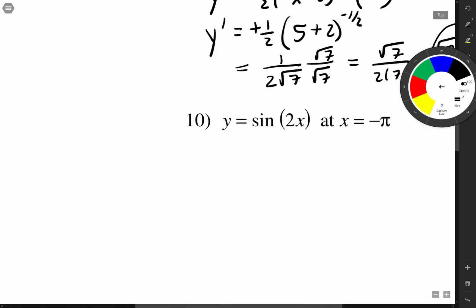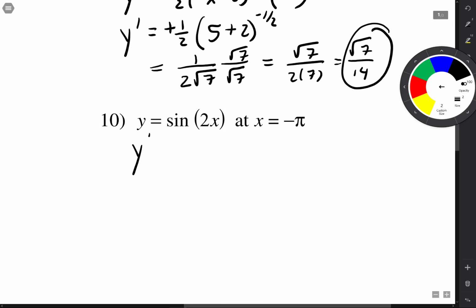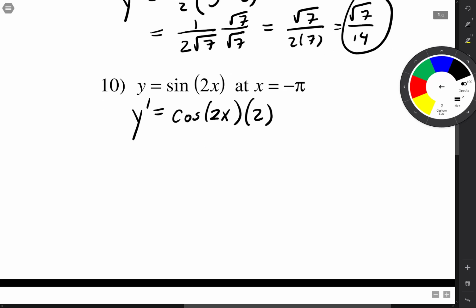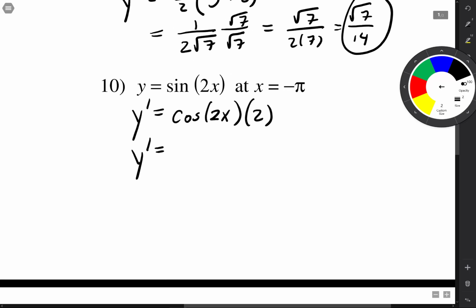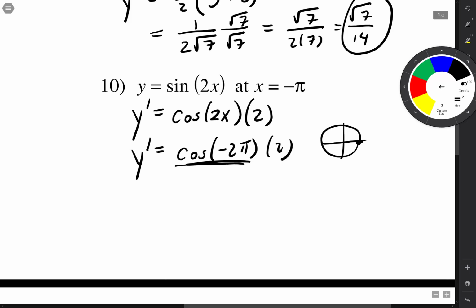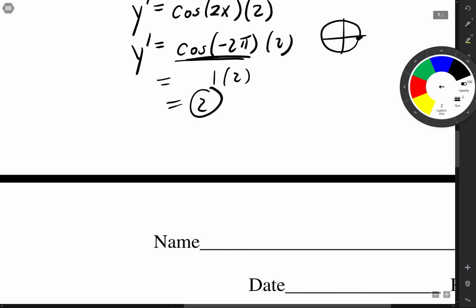All right. And then another chain rule. So the derivative of sine is cosine. Leave the inside the same and multiply by the derivative of the inside. So when x is negative pi, we'll have the cosine of negative 2 pi times 2. So the x value at negative 2 pi, if we go backwards 2 pi, the cosine there is 1. So we have 1 times 2, just a 2. All right, that should do it.